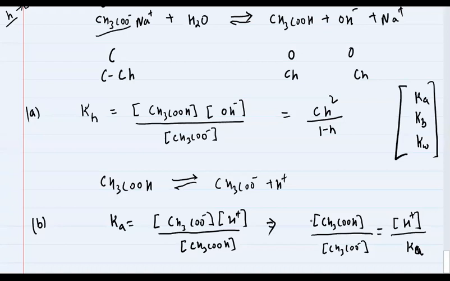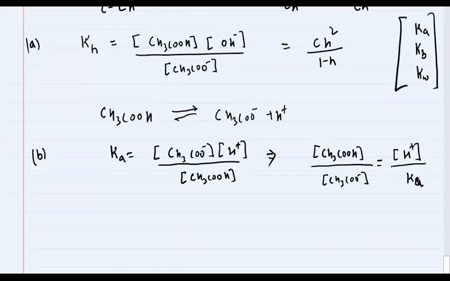Now, can we use this from equation B to equation A? Because both of them are the same reaction. So the concentration of CH3COOH and the concentration of CH3COO minus would be the same. So let's use B and A. I can write it like this: Kh is equal to concentration of H plus into concentration of OH minus divided by Ka. Agree? Because I just replaced this one.